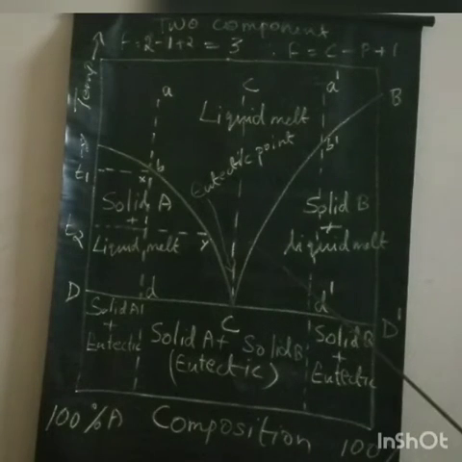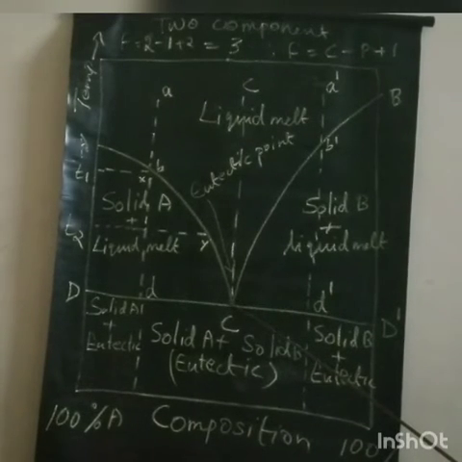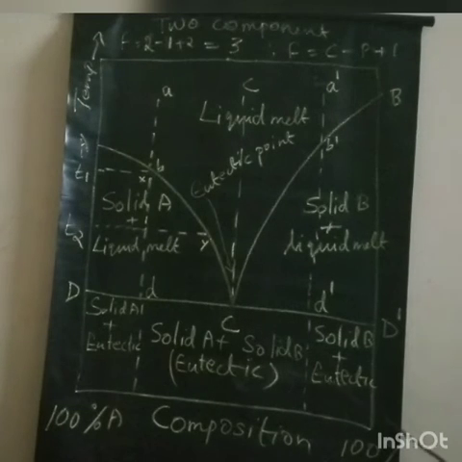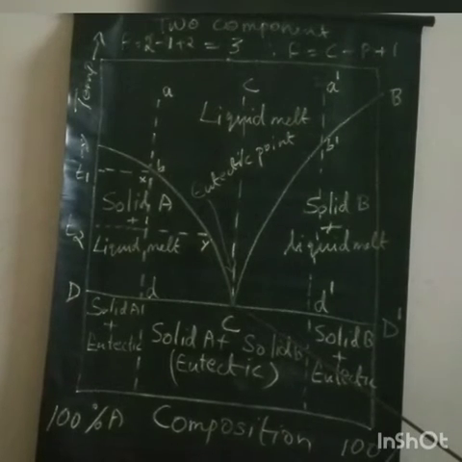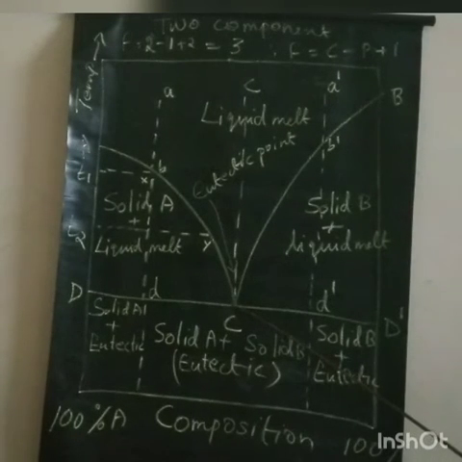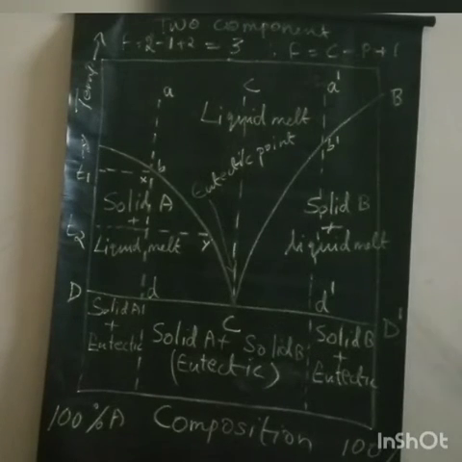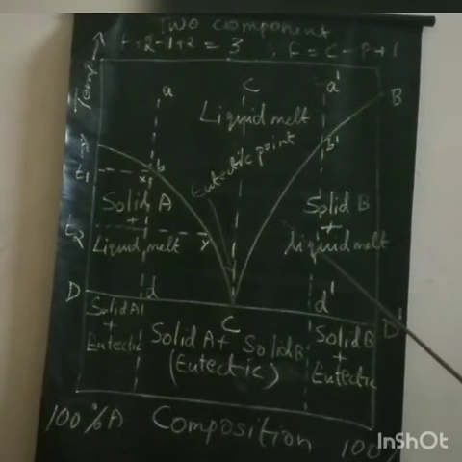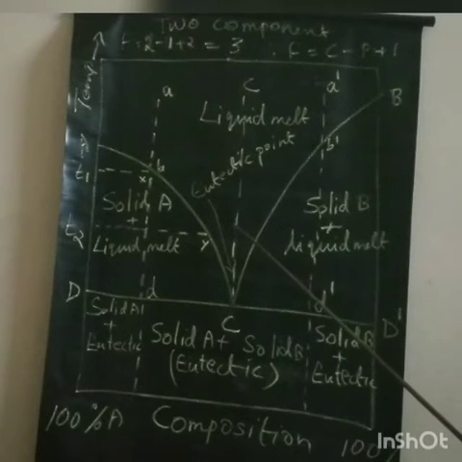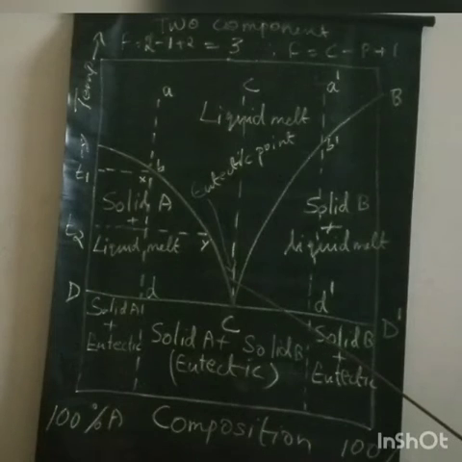And this particular composition of A and B at C is known as the eutectic composition. Now, the speciality of this composition is that here at C, solid A and solid B will be crystallizing at a fixed ratio so that the composition of the solution remains constant.